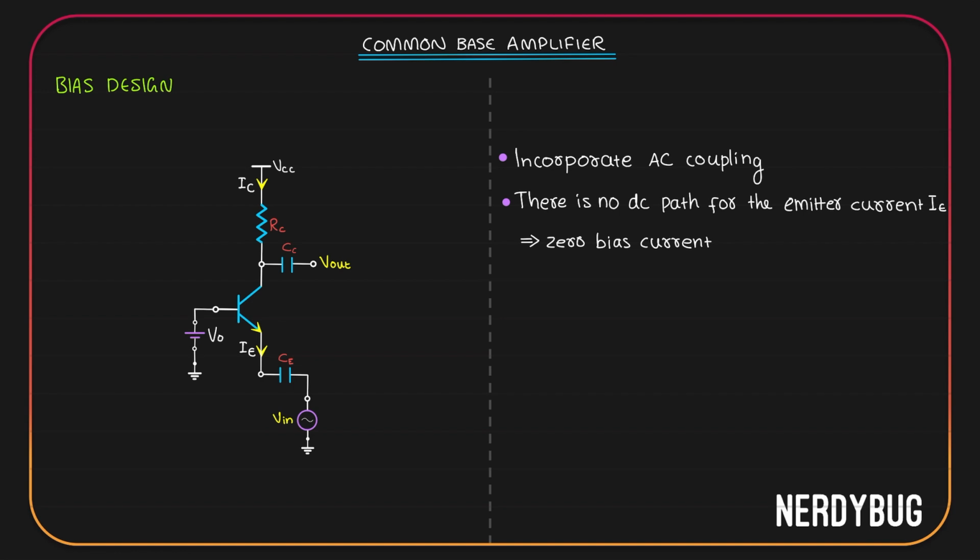We know the transconductance is bias current divided by thermal voltage. If bias current is 0, then transconductance is also 0. Gain of the amplifier is GM RC. If GM is 0, that means the circuit is not amplifying. Whatever circuit we have here is not going to work. So we have to do something.